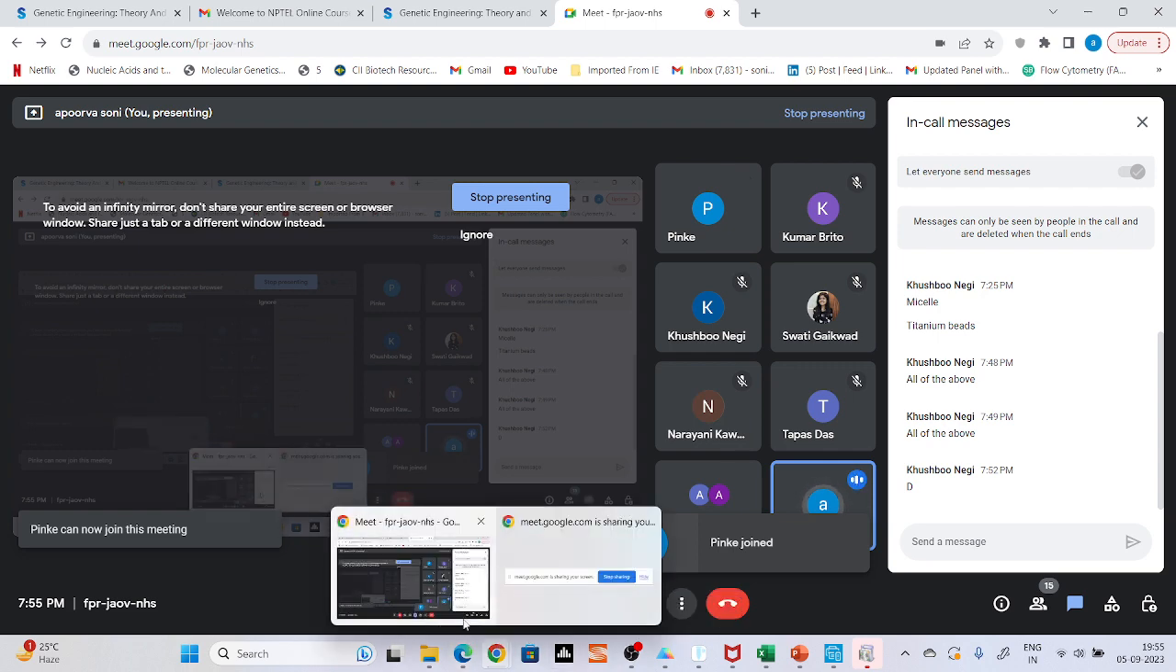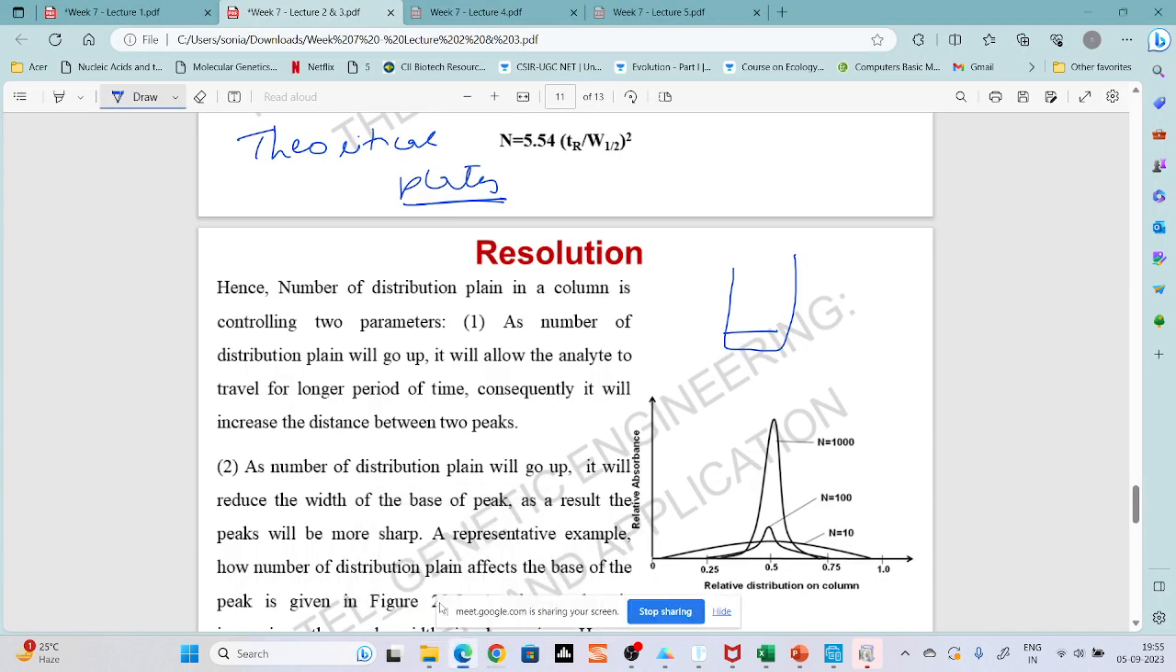So just now we have studied that as the length of the column increases, resolution increases. But there is a limit to which we can increase the length of the column, because when you are increasing the length of the column, you are also increasing the time of elution, which will have a negative effect on ultimately the resolution. So there is a limit to which you can keep on increasing the length. You cannot keep on increasing the length up to infinity.